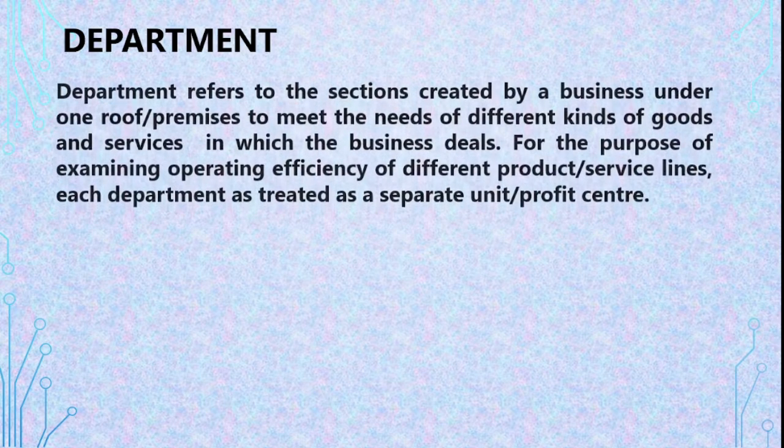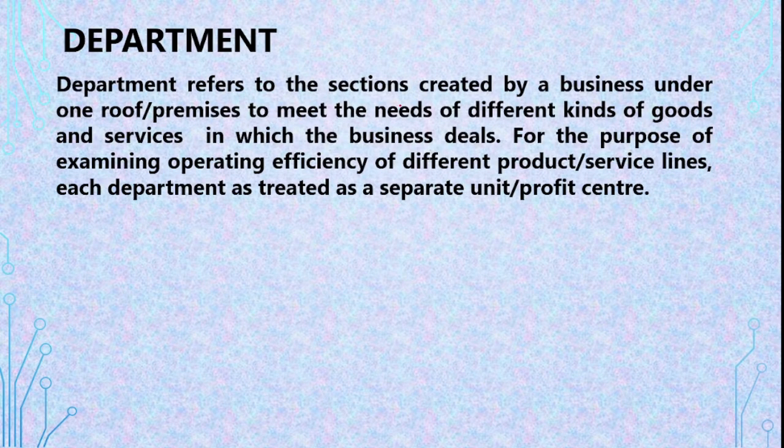So what is the meaning? Department refers to the sections created by a business under one roof to meet the needs of different kinds of goods and services in which the business is dealing. So you are dealing in different types of goods, so you just classify them into different sections. This can be done formally, like we see in the Big Bazaar. This can be done informally in other stores.